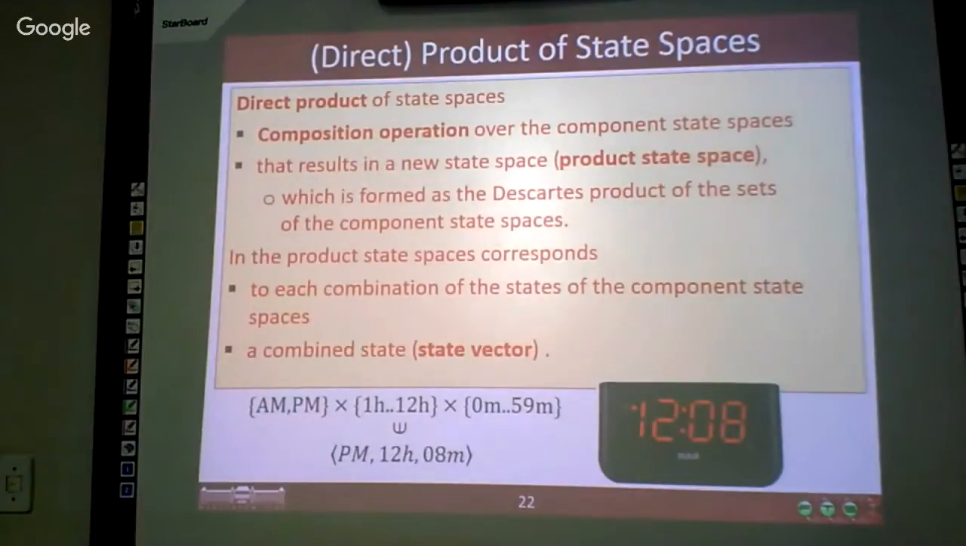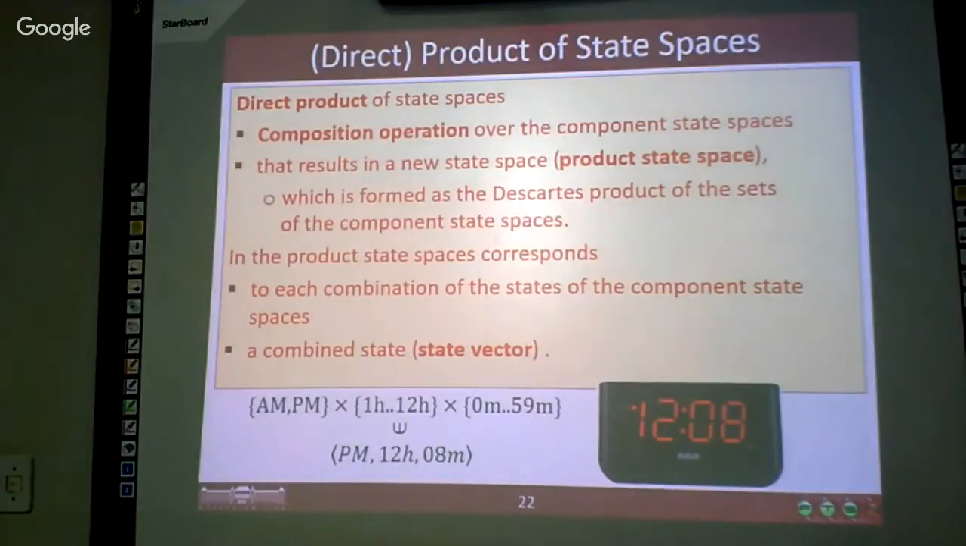So this was the direct product of state spaces. You use the composition operation over the component state spaces, and that will result in a new state space that is called the product state space. It is formed as the Descartes product of the sets of the component state spaces. And in the product state space, each combination of the states of the component state spaces corresponds to a combined state. So it is kind of a vector representation.